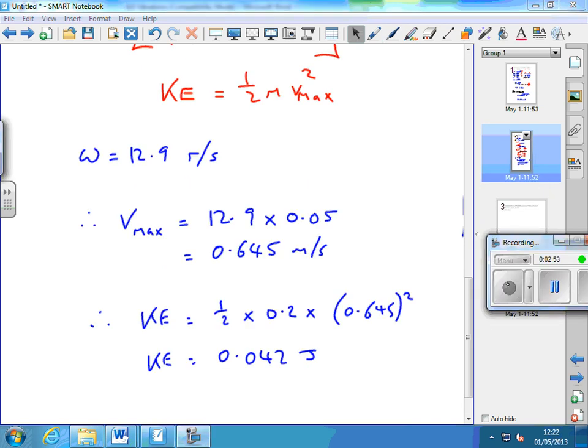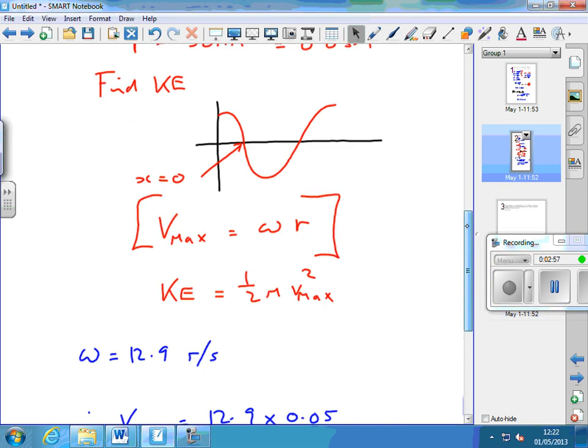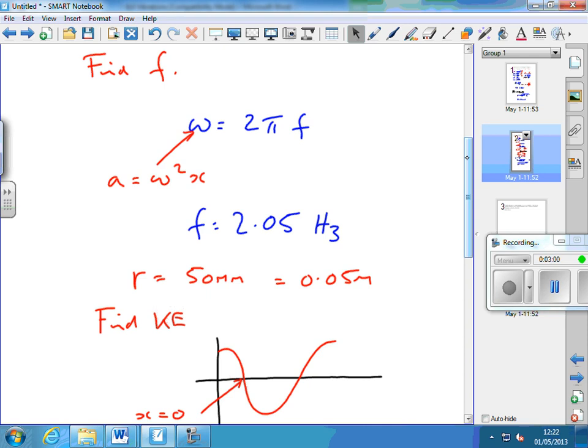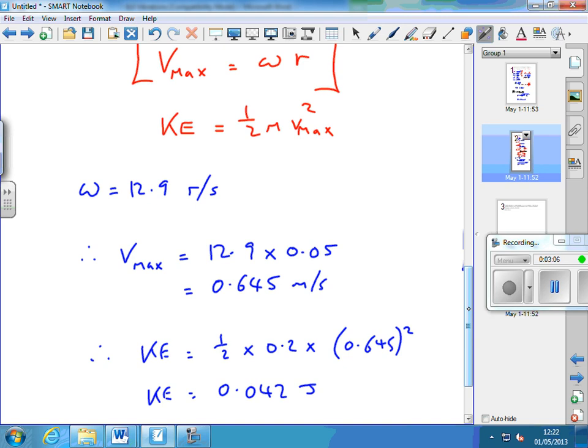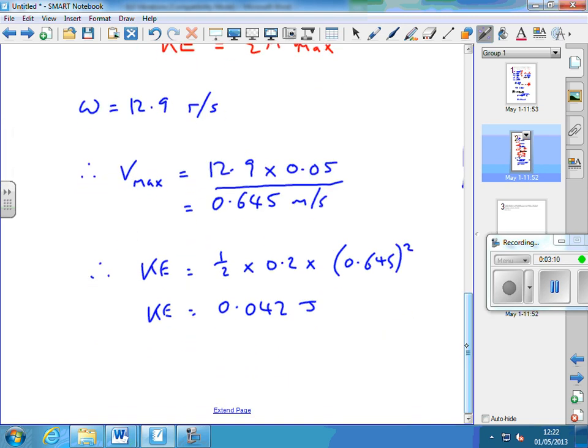Okay, so if we look at it from the first part, omega turns out to be 12.9 radians per second, the square root of A over x from this formula here. And then, once we've got omega, we can find V max, because that's just omega r. And then once we've got that, we can put it into the kinetic energy, a half times the mass times the velocity squared, which gives us that kinetic energy.